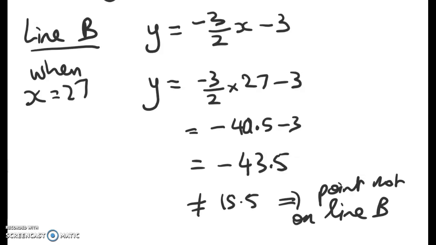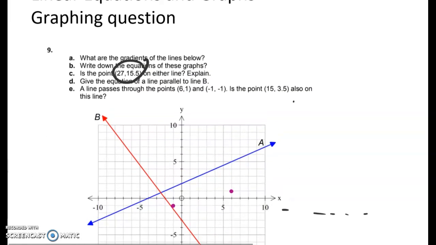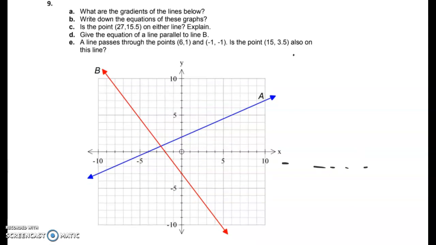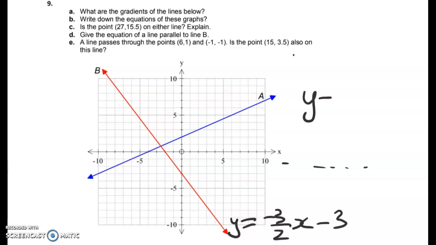So again, we're using this very powerful idea of substituting into an equation. Right, next one's easy. Give the equation of a line parallel to line B. So parallel lines have the same gradient. What was line B? Well, line B was y equals negative 3 over 2 x minus 3. So you can give an infinite number of answers here, but they have to have the same gradient. So you might want to be concise, and then you could just write this, right?